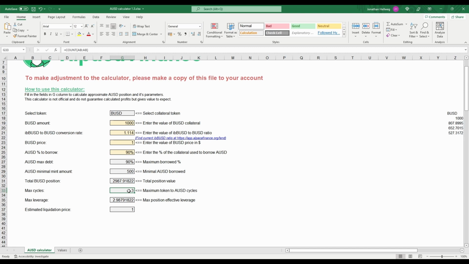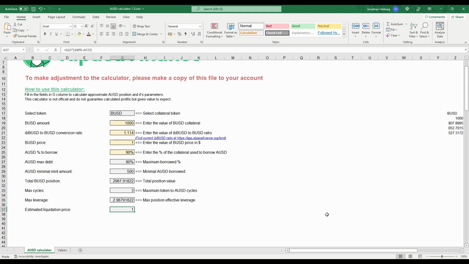So this gives us increased leverage, and because there is no volatility expected in a stablecoin, it effectively allows us to take on much bigger debt than originally allowed by the system. So we are ending up at a leverage pretty close to 3. And we can also see our estimated liquidation price, which is 1. But this is the liquidation price of IB BUSD, not BUSD. So currently it is sitting at $1.114 and it can drop to $1.